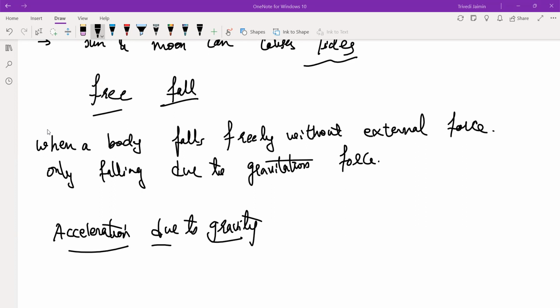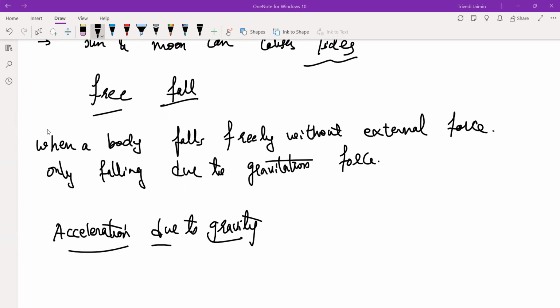Yes? Someone? Sir, acceleration due to gravity, right? It's when you throw a ball up into the air from the ground. It goes up with a certain speed, and then it stops moving up. When it's coming down, it picks up speed. That speed is acceleration due to gravity.